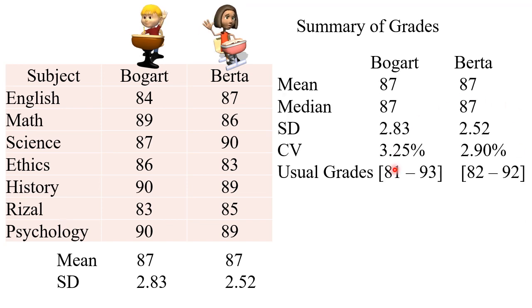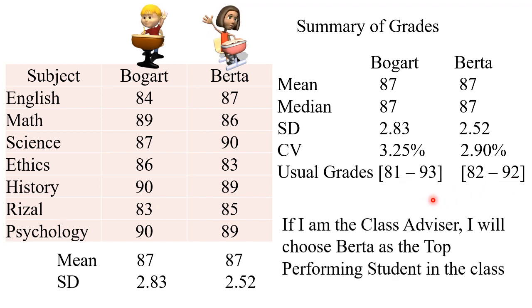If you have the summary, class, from the previous slides, we have the mean and the median to be the same, with different standard deviations. Then the coefficient of variation will tell us also that Berta's grades are less varied compared to Bogart's. And in terms of usual grades, we can see clearly why Berta's grades are very close to one another compared to Bogart. So if I am the class advisor, class, definitely I will choose Berta as the top performing student in the class. So if you're going to make a decision on which between Bogart and Berta will take first honor, something like that, class.